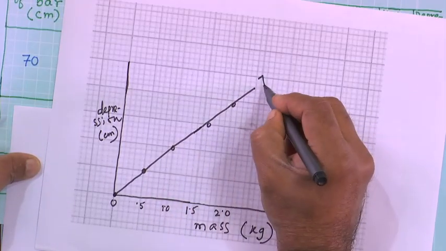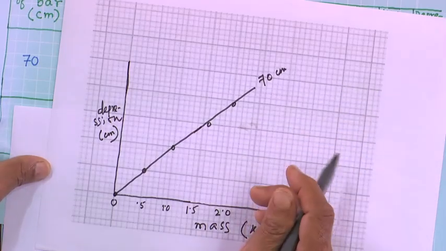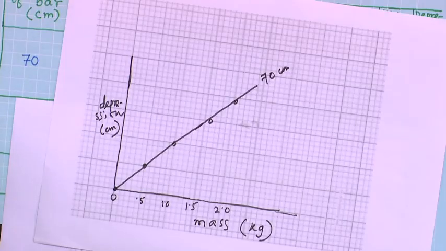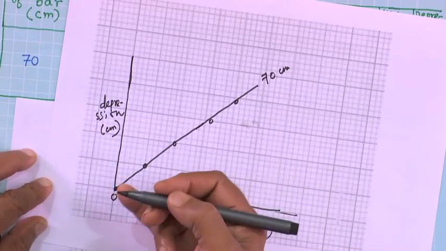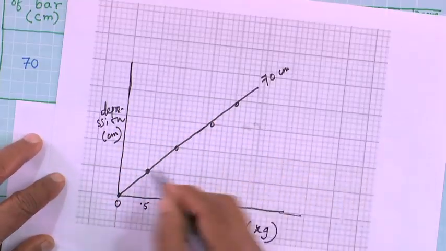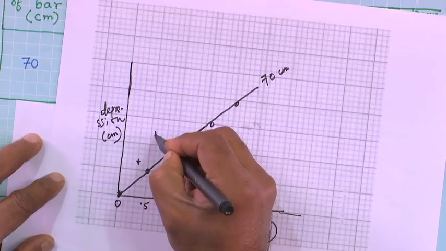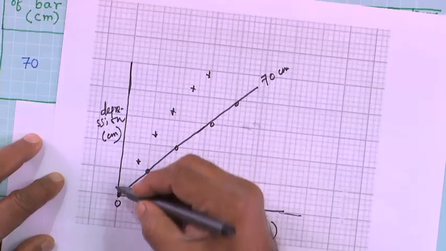Similarly, this is for 70 centimeters length. Similarly, you should draw for other lengths. The other lengths we have chosen are 80 and 90. So, for other lengths also you should plot in the same graph, or you can use a different graph also. You should use a different symbol. Okay.